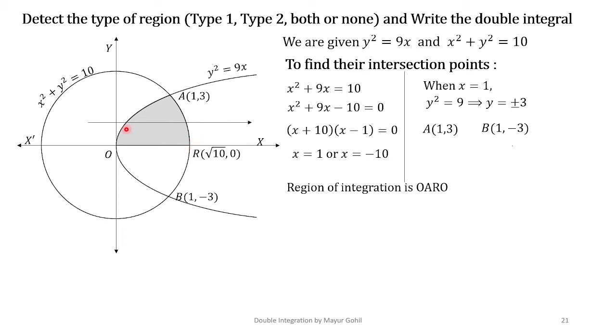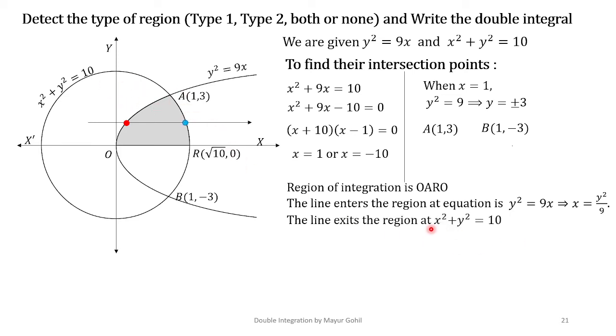What do we see? That the line enters the equation y square equals 9x. You can see that it is the red dot over here, and it can be written as x equals y square over 9. Now the line is going to exit the circle x square plus y square equals 10 at the blue dot.